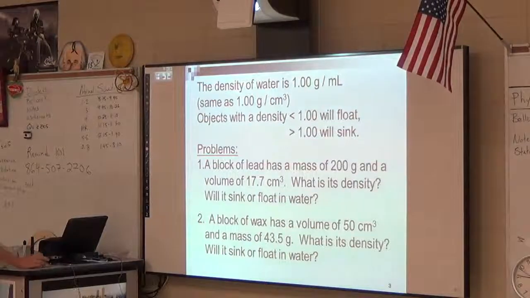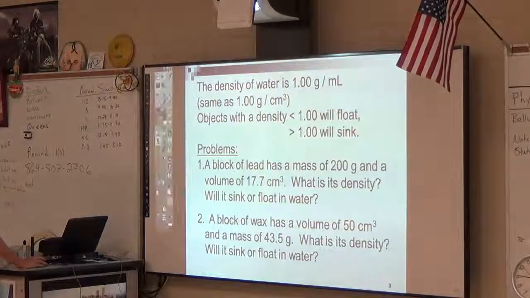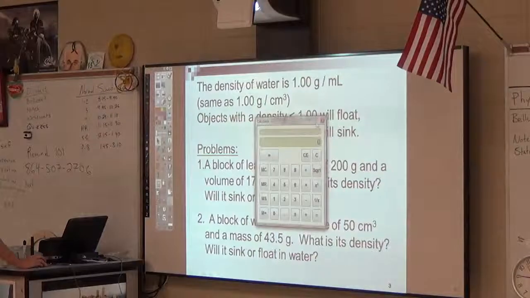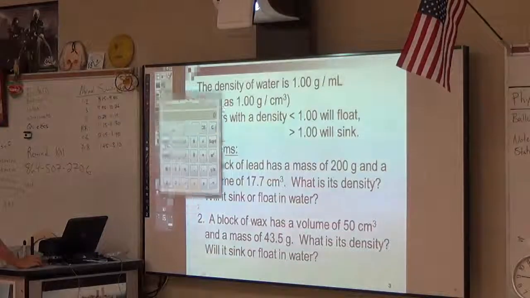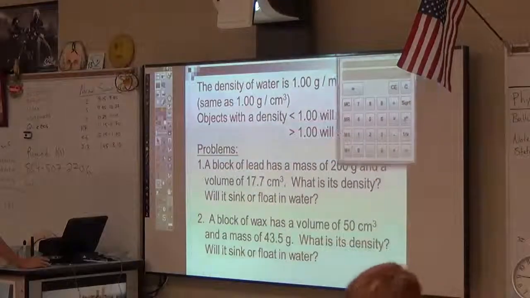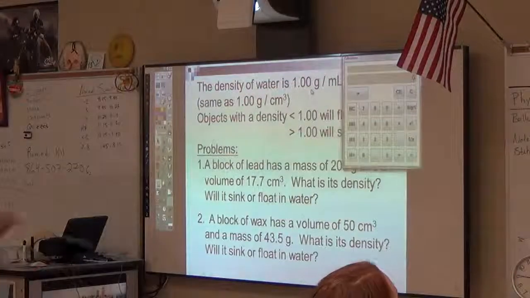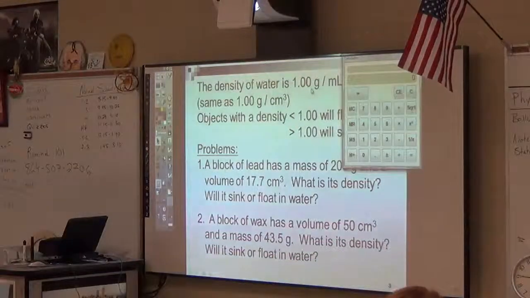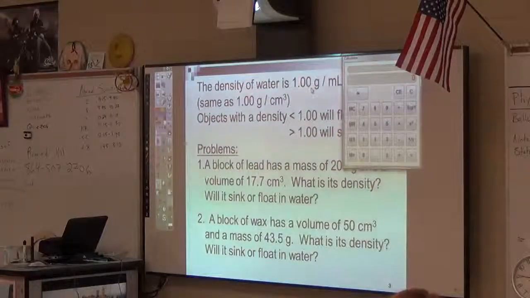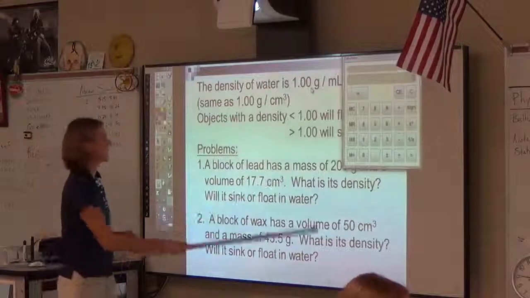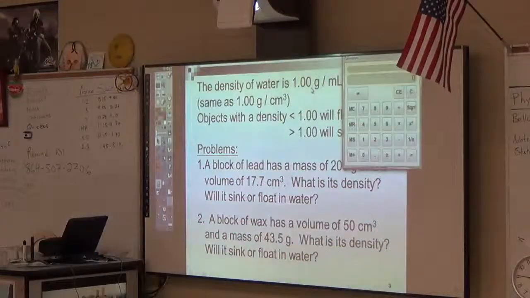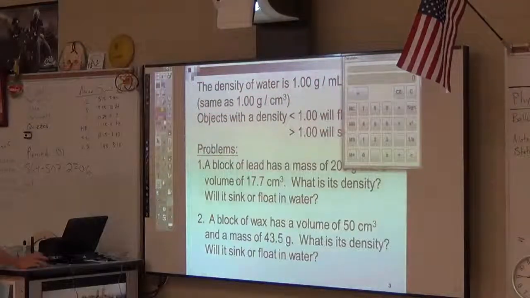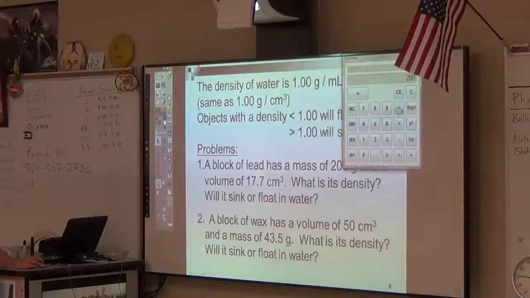All right, I'm not going to pass out the calculators. You tell me how to do these two problems. I have a few for you to do later. All right, a block of lead. Just using your common sense, lead going to float or sink? Okay, lead's going to sink. A block of lead has a mass of 200 grams and a volume of 17.7 centimeters cubed. What is its density? 200. Good. Divide. Mass divided by volume. Just simply make sure you don't divide backwards.